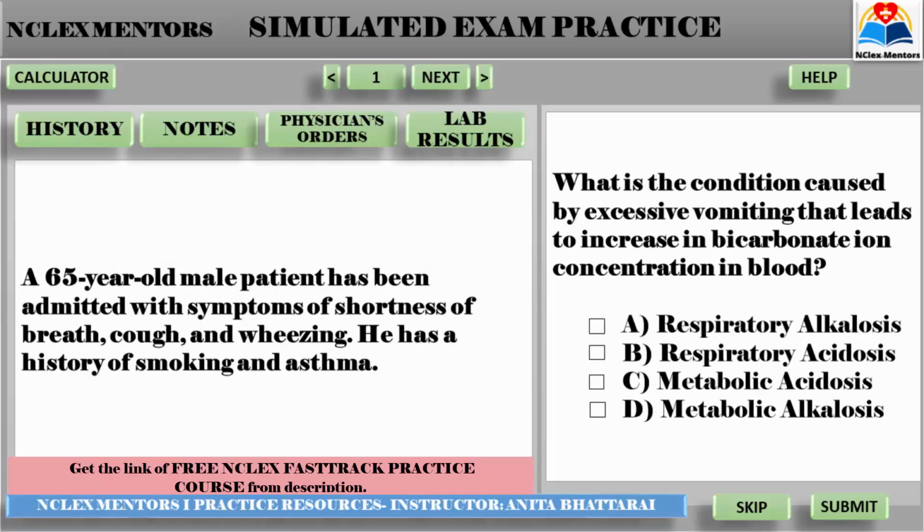What is the condition caused by excessive vomiting that leads to increase in bicarbonate ion concentration in blood? A. Respiratory alkalosis. B. Respiratory acidosis. C. Metabolic acidosis. D. Metabolic alkalosis.